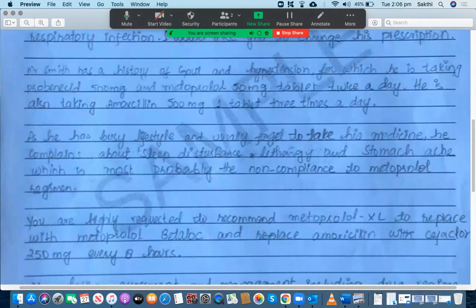Oh my God, this is wrong. Is the sentence complete here or not? Is it a comma or a full stop? Comma. Okay, that's all right.